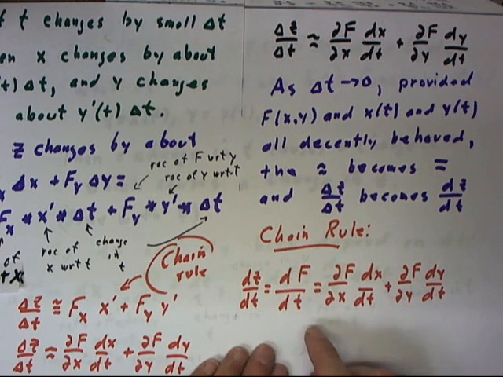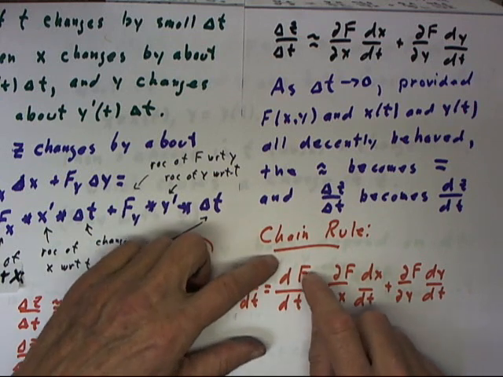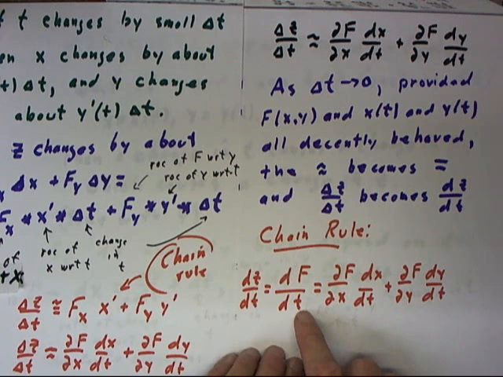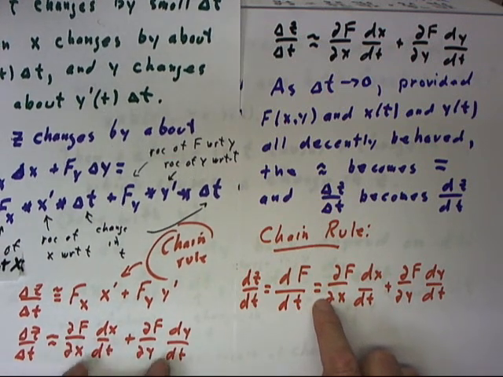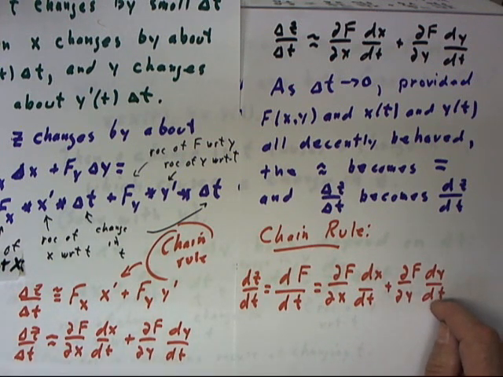dz/dt is equal to, well, of course, df/dt. We could use either notation. The df/dt, or the dz/dt, then becomes equal to the expression that we had here: the partial of f with respect to x times dx/dt, plus the partial with respect to y times dy/dt.